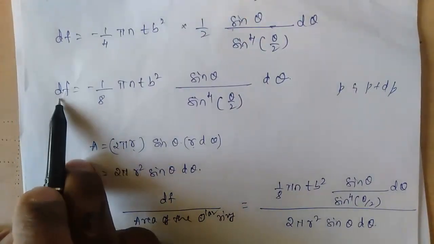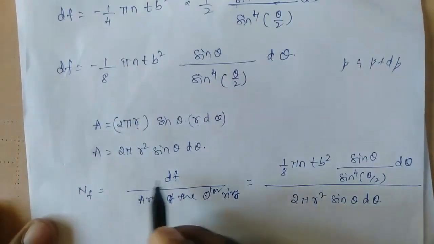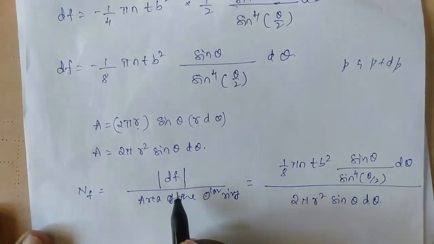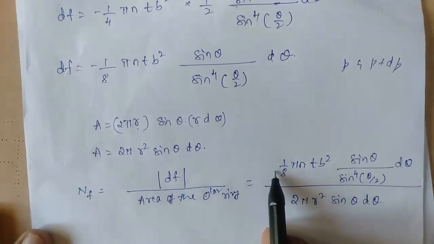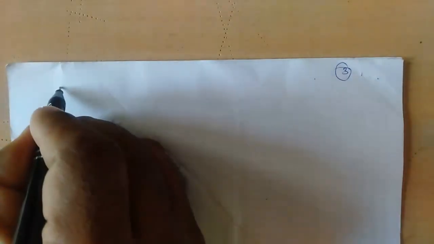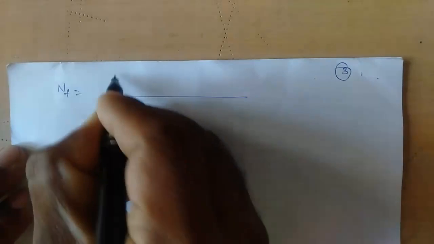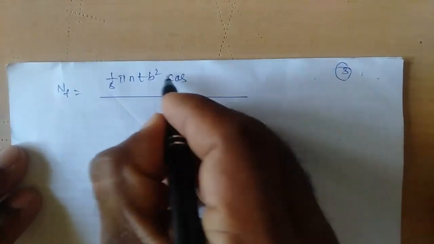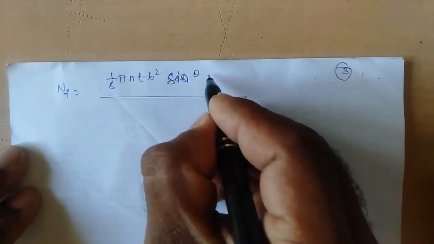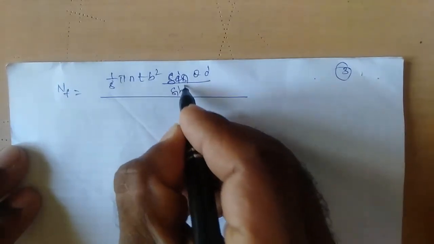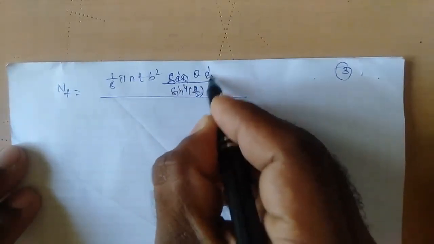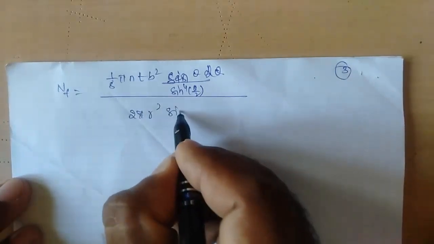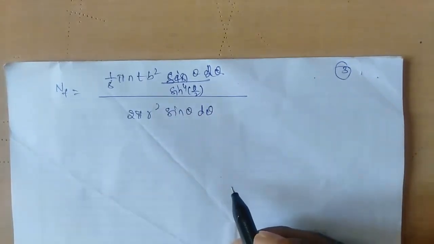See here, in the value of df that we have calculated, we have the negative sign, but while calculating nf we will be taking only the modulus, that is, only the positive sign. So we are omitting the negative sign in this equation. The equation that we had is 1 by 8 pi n t b square into sine theta divided by sine to the power of 4 into theta by 2 into d theta. So this divided by that is 2 pi r square sine theta into d theta. So this was our previous equation.